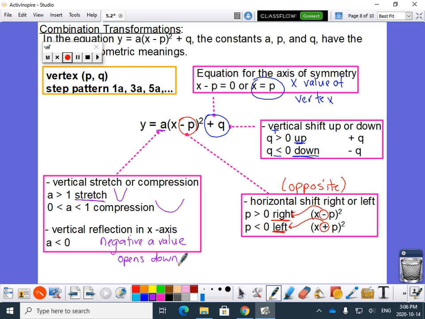Okay, so this is your page to come back to if you can't remember, oh, am I moving left or right, or am I moving up and down, or what value or variable of vertex form am I looking to in terms of vertical shifts and horizontal shifts.